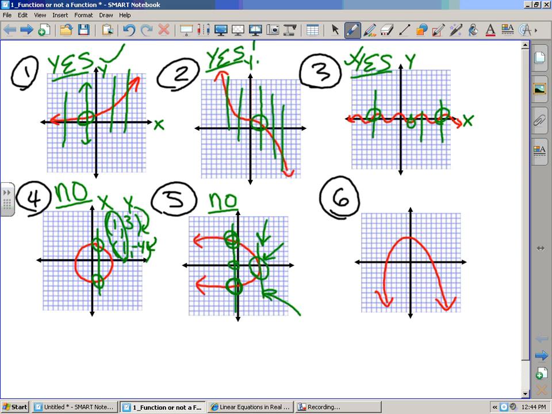Number 6 is a function. It passes the vertical line test. Any vertical line that you draw will only pass through the relation one time, so that means that for every x value, there's only one y value.